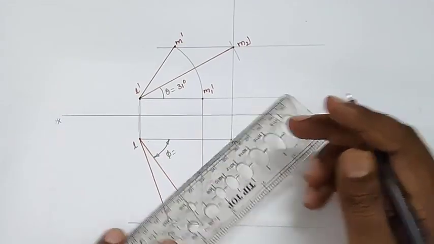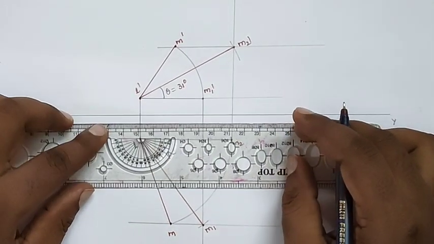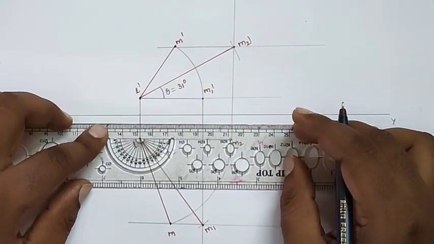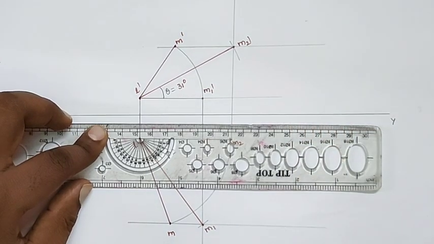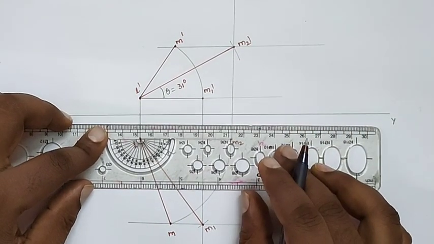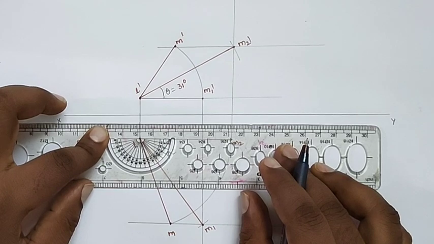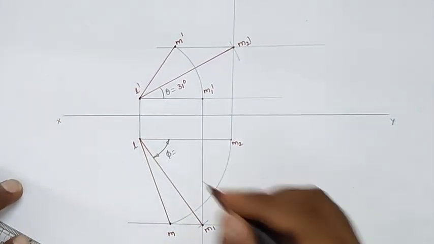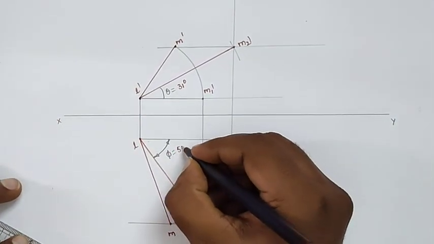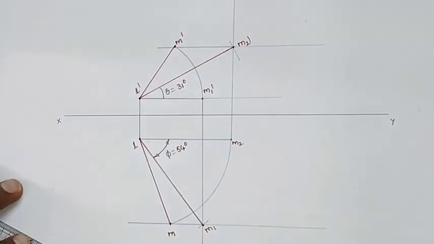And also LM1 you can identify. In this direction we can place it in this manner and find out phi. We will get phi is equal to 54 degrees. So like that we will draw the projections. This is also one of the methods.